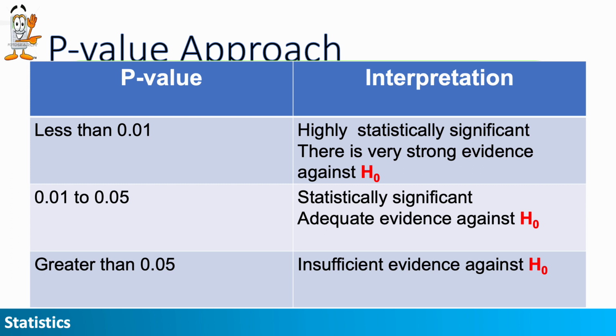Now for an alpha of 0.01, then it's very strict. It needs to be greater than 0.01 in order for you to accept the null hypothesis. Otherwise, if it's less than or equal to 0.01, you reject the null hypothesis.